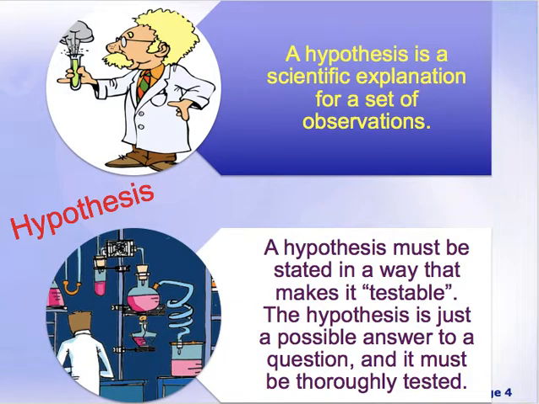So we're going to start off with a hypothesis after our observation. Remember, we've seen things, we've done a little research, and now we're going to hypothesize, which is really simply saying a scientific explanation for a set of observations. It is our educated guess. It's why do we think this happened and what's going to happen because of it. A hypothesis must be stated in a way that makes it testable. The hypothesis is just a possible answer to a question and it must be thoroughly tested.